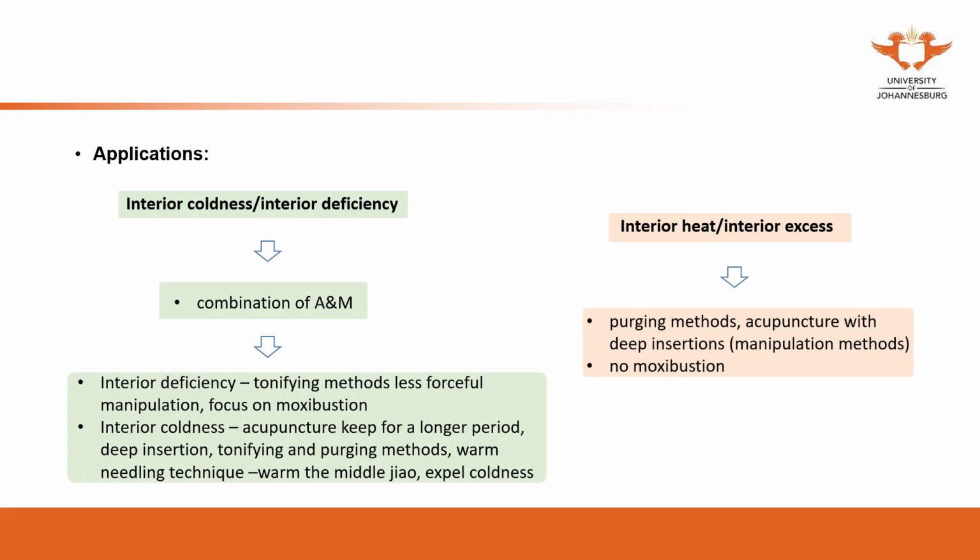Interior coldness, interior deficiency. We will use acupuncture and moxibustion. We can use tonifying methods with less forceful manipulation. Focus on moxibustion because these are coldness and deficiency. Interior coldness, we will keep for a longer period. Deep insertion because of interior. We can tonify or purge depending on the combination of the pathogens. We also can use the warming needling technique.